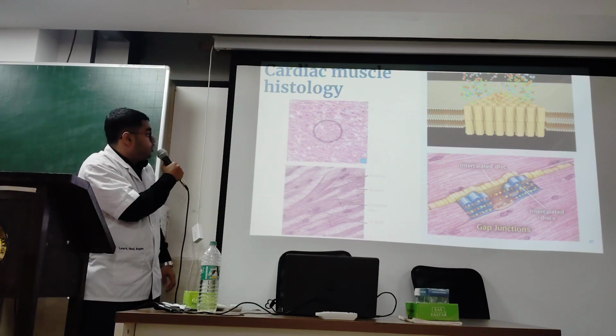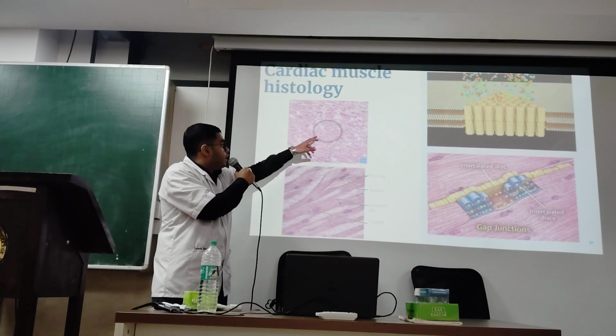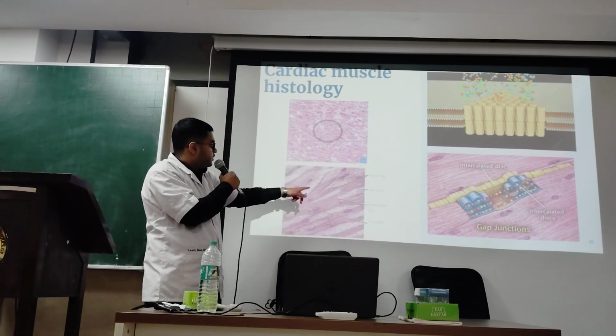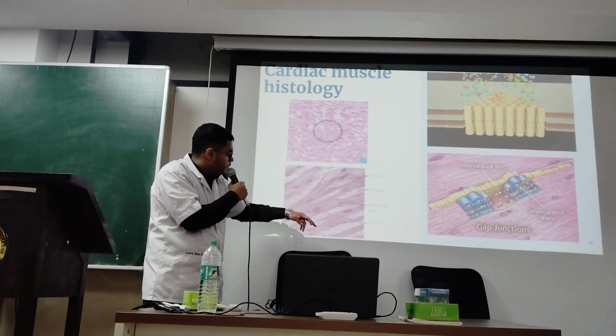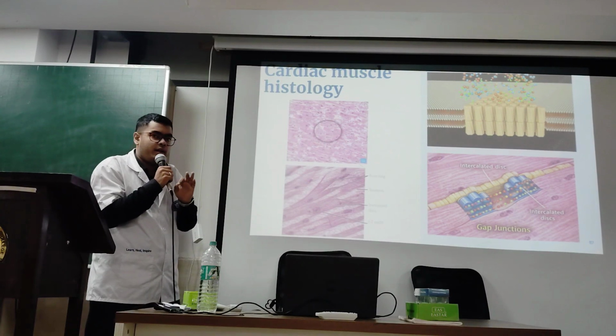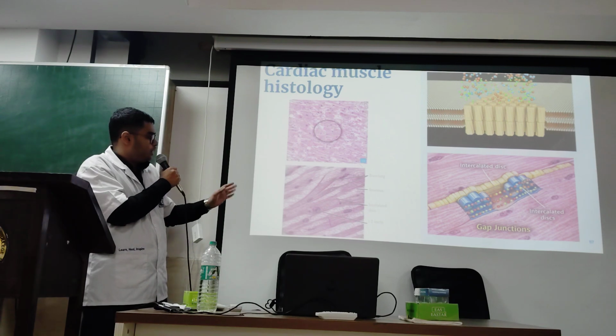Now let's see the cardiac muscle histology. Here you can see the intercalated discs. Then we have a single central nucleus. Then we can see the branchings. We can see the striations. Then there can be a maximum of 2 nuclei. Basically, simply we have a single central nucleus.